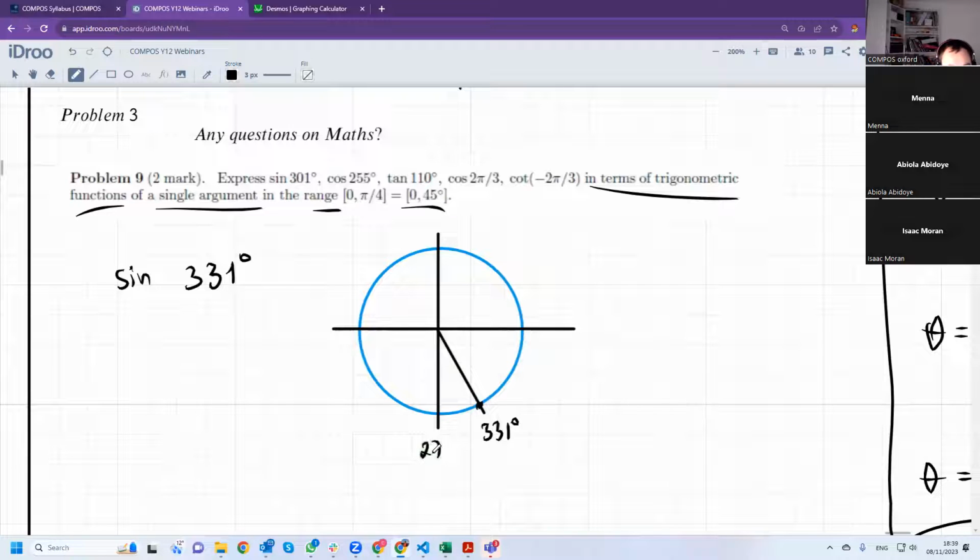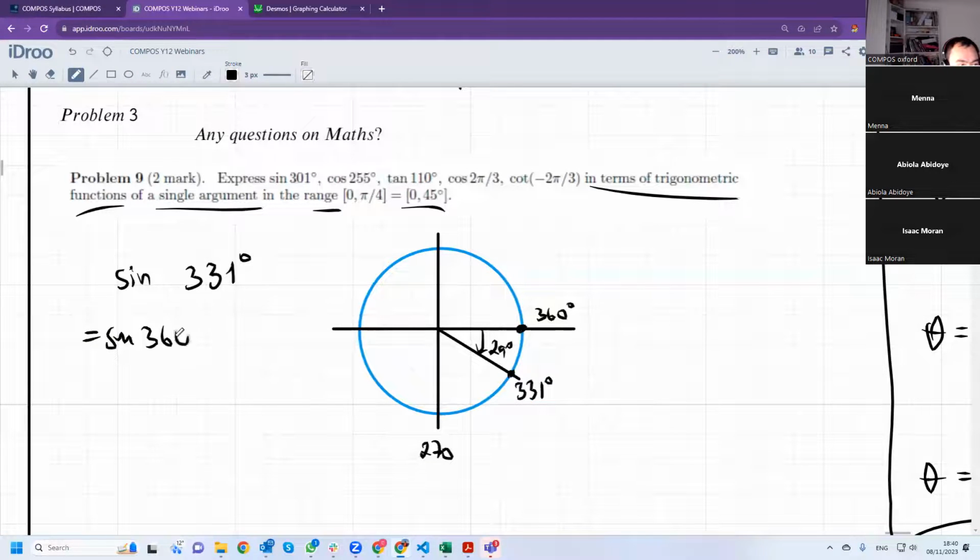So this is 270. Oh no, 331 is not here. 331 is here. That makes life slightly easier. 331 is here. So 331 is actually 360 minus 29. It's equal to sine 360 minus 29.